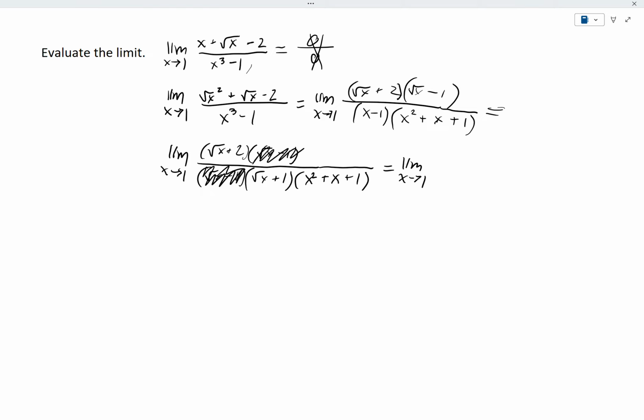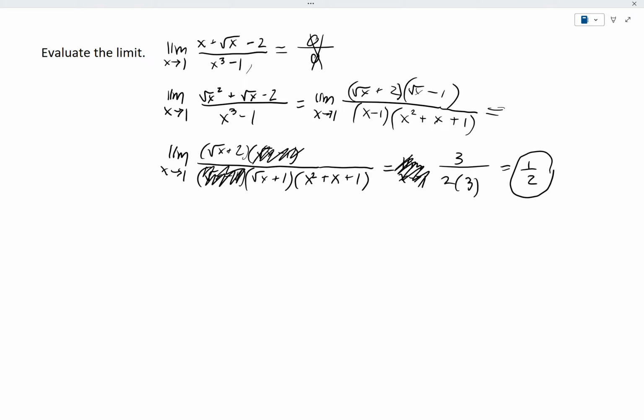And now let's see if our problem is fixed. Plug in 1 for every x. Root of 1 plus 2, that's 3, all over root of 1 plus 1, that's 2, times the quantity 1 plus 1 plus 1, that's 3. The 3's cancel. We're not actually taking the limit at this step. The 3's cancel, and you get 1 over 2. And that's the answer. No more indeterminate form. So you get 1 over 2.